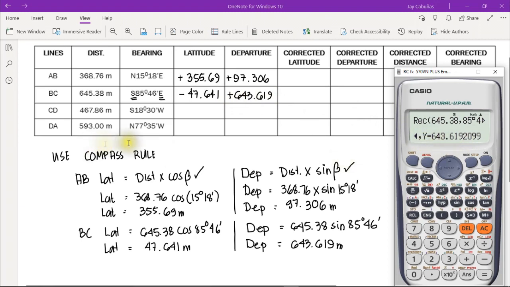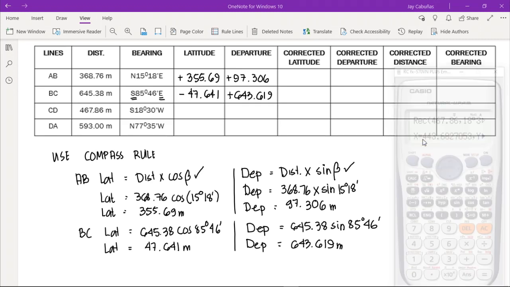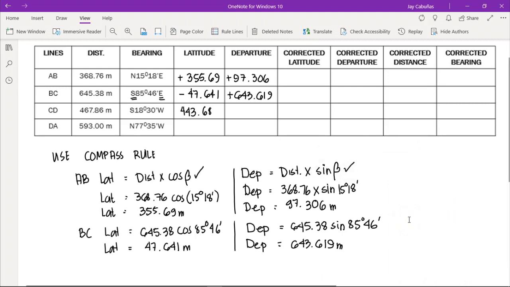Now let's proceed to traverse CD. We have shift, negative or minus sign. We have the distance 467.86, comma. Then we have the bearing angle 18 degrees 30 minutes. So we have the value of our latitude here, which is 443.683. That's again in terms of meters. Departure is also in terms of meters.